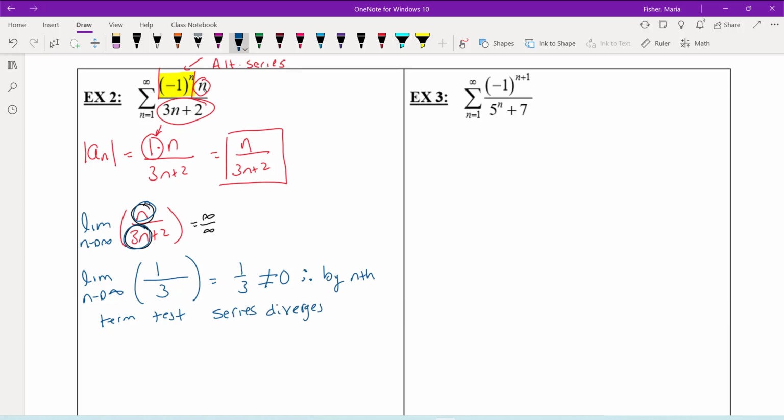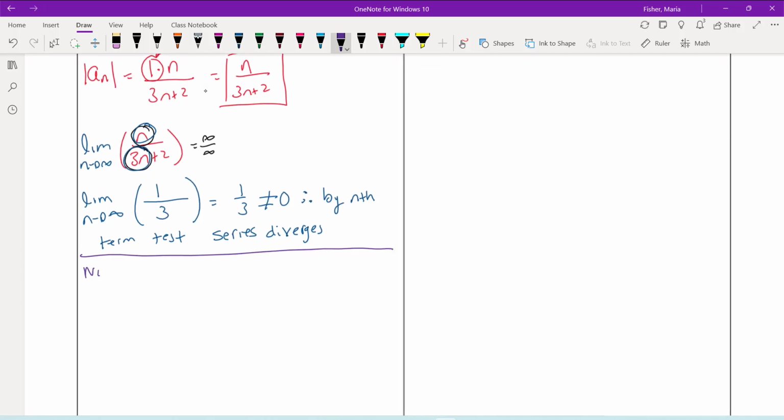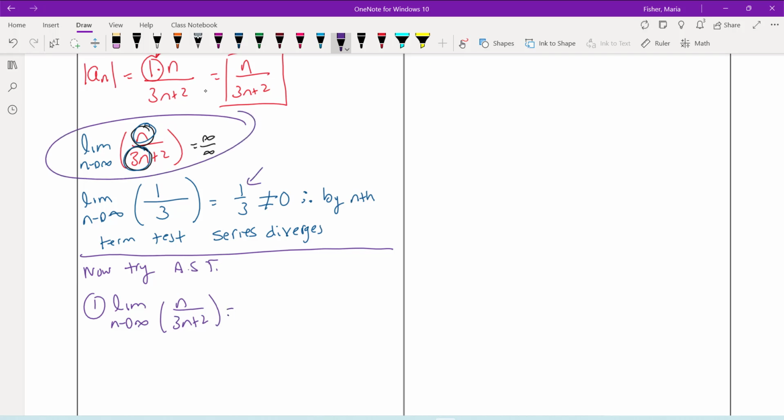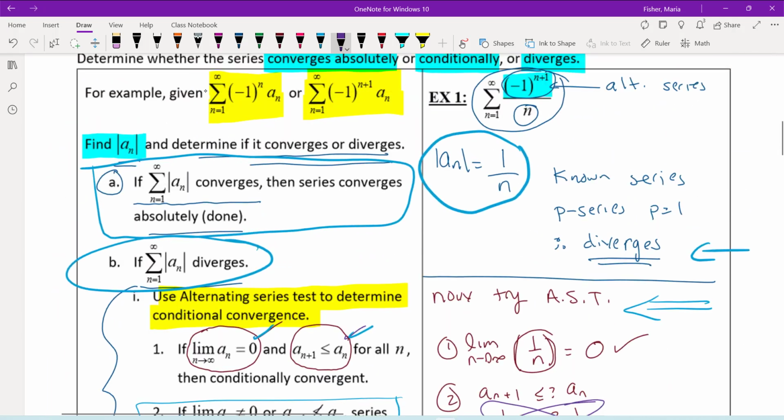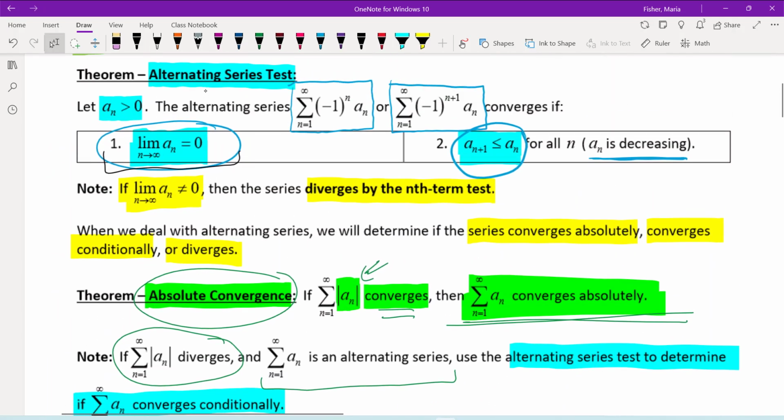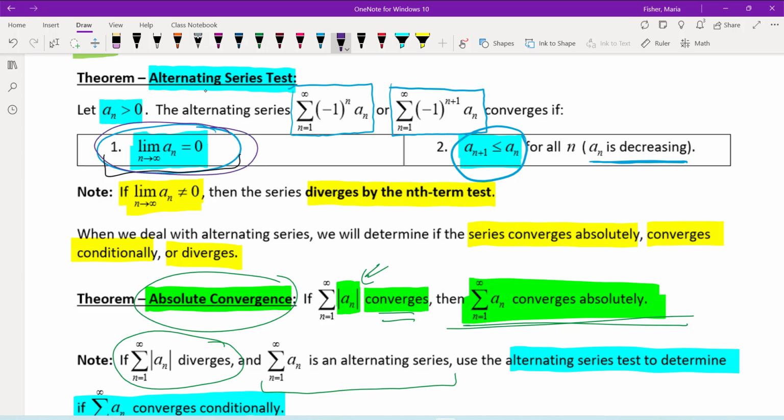Since the series diverged, now we try the alternating series test. The alternating series test says the first thing you do is do the limit as n goes to infinity of a sub n. What is the limit as n goes to infinity of n over 3n plus 2? Well, we just figured that out. That is 1/3. Well, 1/3 again doesn't equal 0. Remember, the conditions for the alternating series test said that the limit as n goes to infinity of a sub n had to be 0.